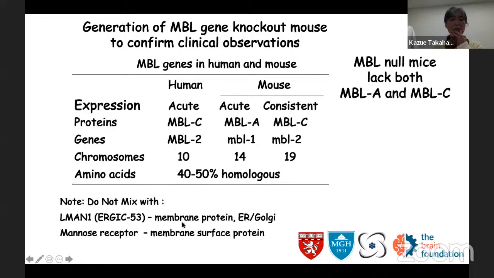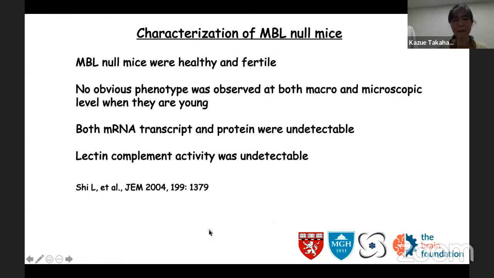So I'd like to mention, there are very similar-sounding molecules out there. First of all, LMAN1, which is also called ERGIC-53, or Mannose receptor, which we also worked on. I'm not going to talk about this, but both of these similar-sounding molecules are membrane proteins.